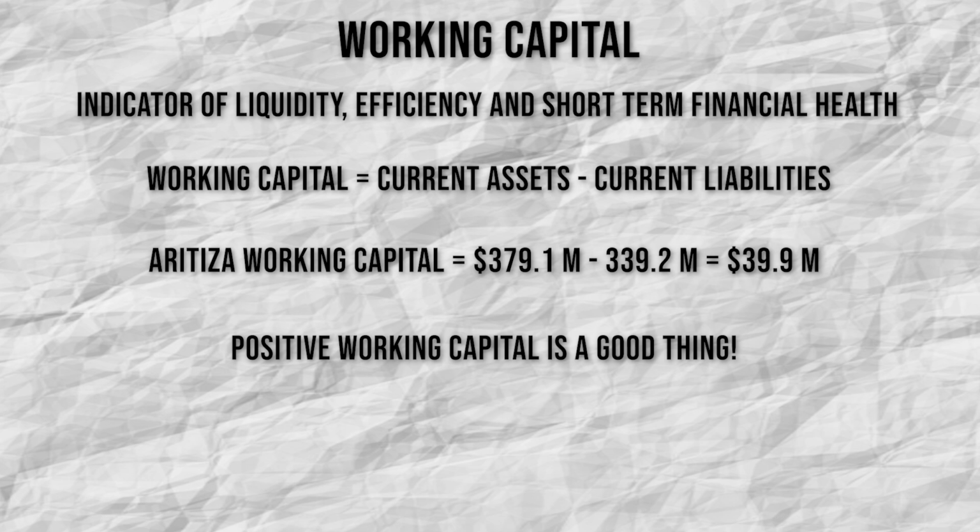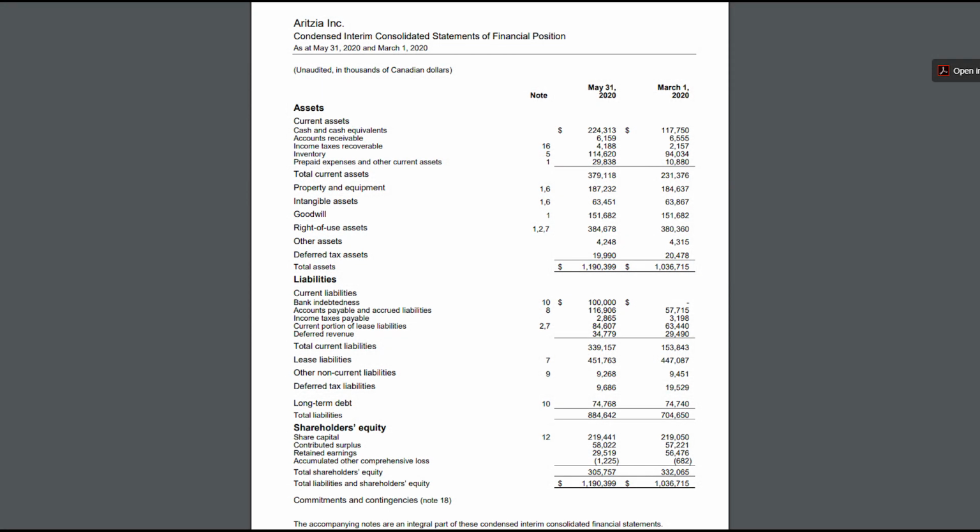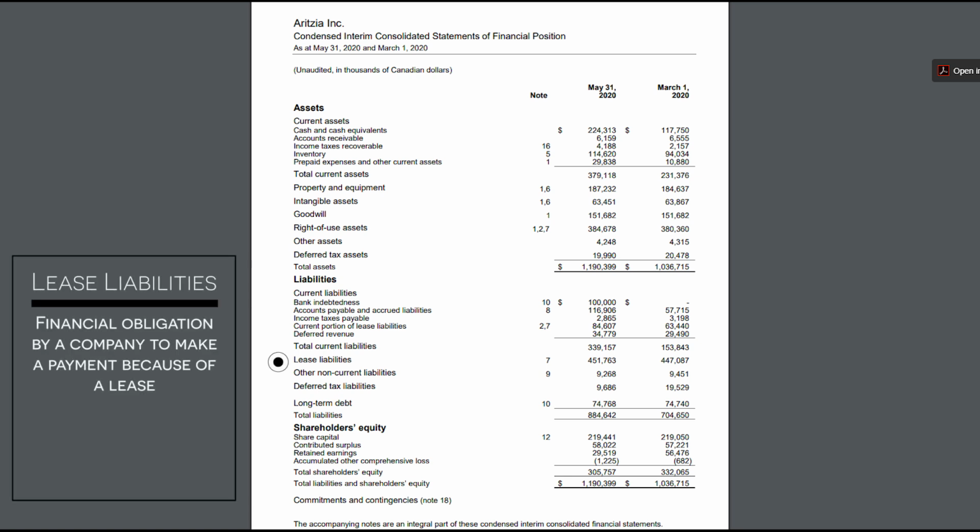There are situations where companies can operate with a negative working capital. It is not always a bad thing, but for the purposes of this initial balance sheet introduction, positive working capital is a good thing. So if we move on down the liabilities, we are going to see lease liabilities. Now, keep in mind we're outside of the current liabilities. So these liabilities up next are not due within the next 12 months.